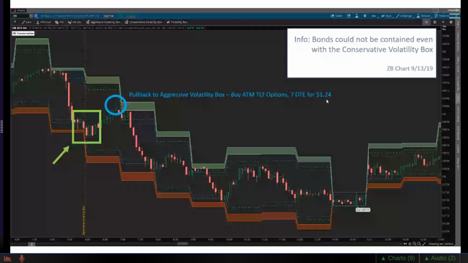Again, detailed in our September 13th nightly video, if you'd like to go back and see the setup in more detail, but we'll breeze through this, right? So at this point, we have an opportunity to get short on this pullback on the bonds. Now the question arises, where are your targets? Well, to me, the volatility box also gives you that.